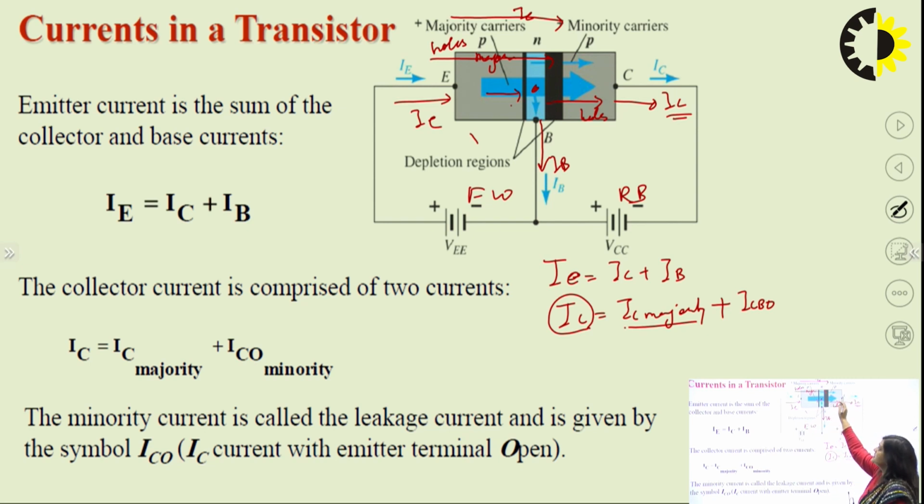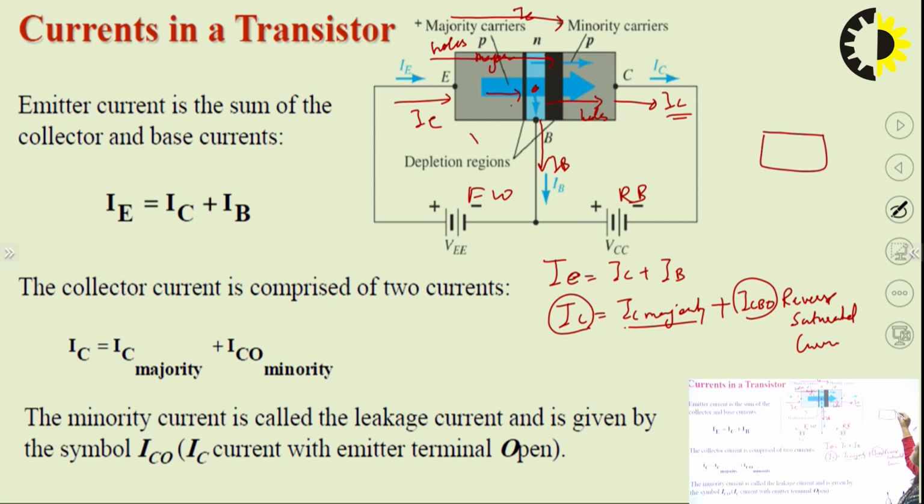So that majority charge carriers will contribute to the IC majority, and this ICBO is the reverse saturation current. This is the reverse saturation current that we have studied in the diode also. Saturation current, we have seen that if we take the collector base junction, base is N and this is P, so it is reverse bias, like in this way.